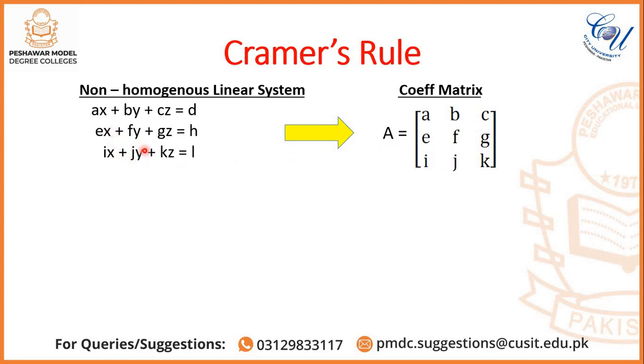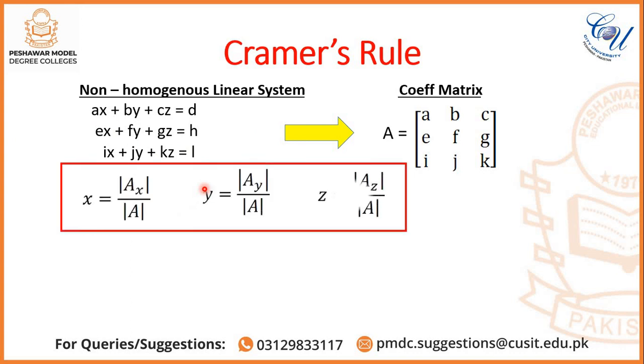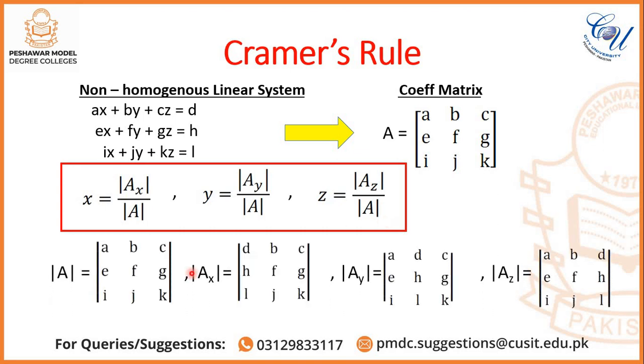Now there are three unknowns, that is x, y and z. To solve them we are using Cramer's rule, and by Cramer's rule we have x equal to determinant of A for x upon determinant of A, y is equal to determinant of A for y upon determinant of A, and z is equal to determinant of A for z upon determinant of A, where determinant of A is the determinant of this coefficient matrix.